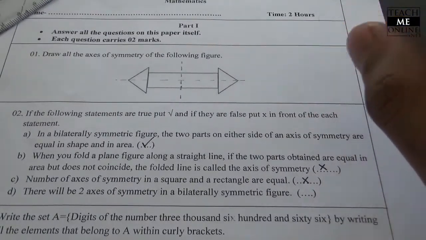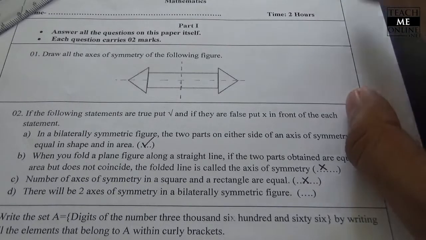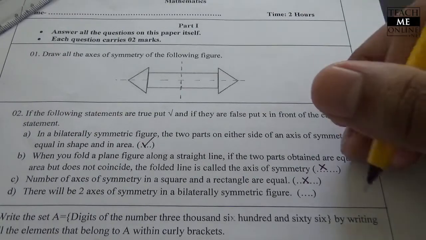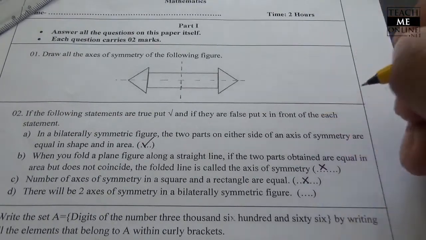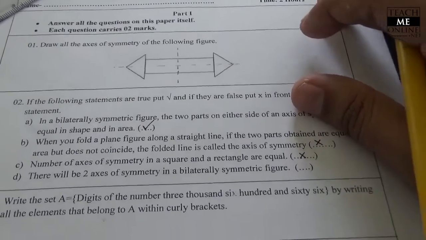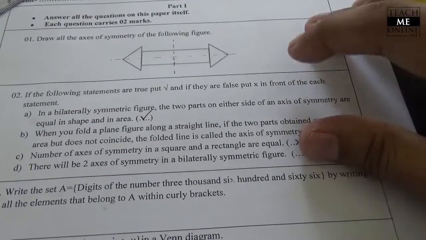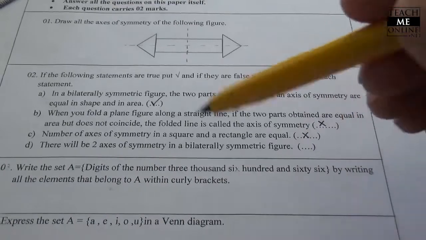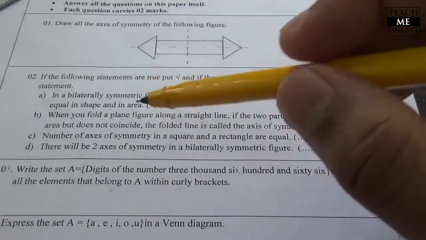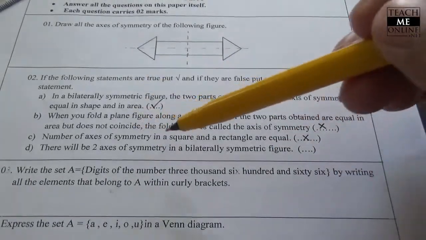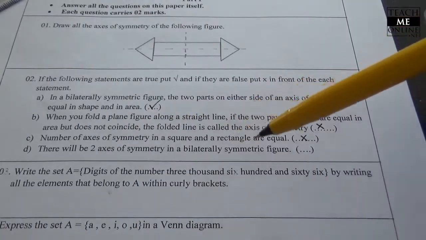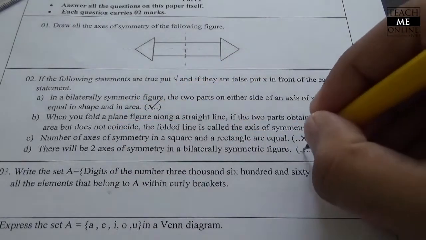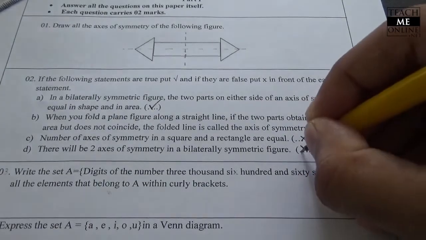Part D. There will be 2 axes of symmetry in a bilaterally symmetric figure. No. There can be more than 2. The square is a bilaterally symmetric figure. It has 4 axes of symmetry. So there is no must. It's not compulsory for the bilaterally symmetric figure to have exactly only two axes of symmetry. So this is wrong. Put a cross there.